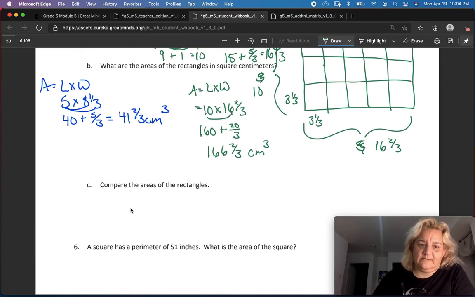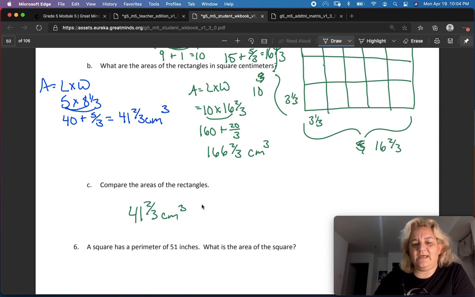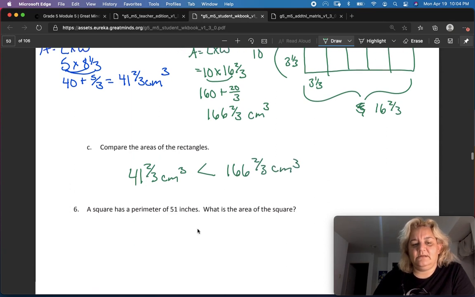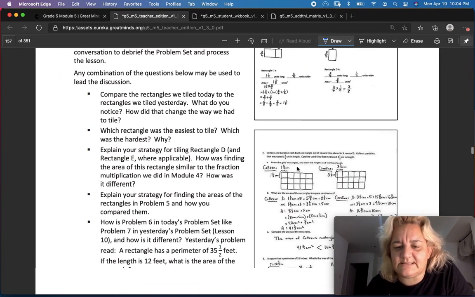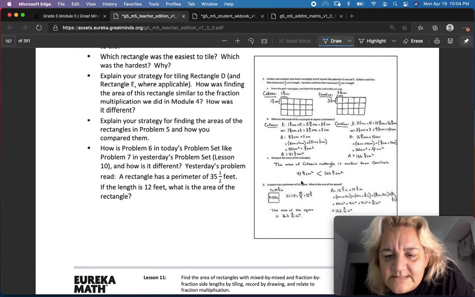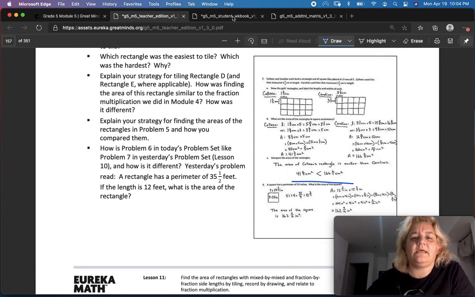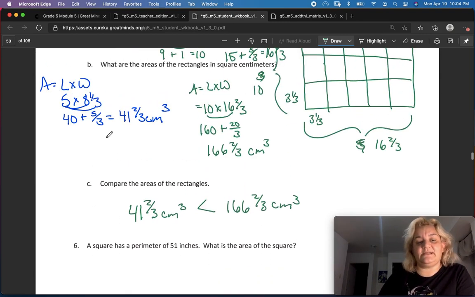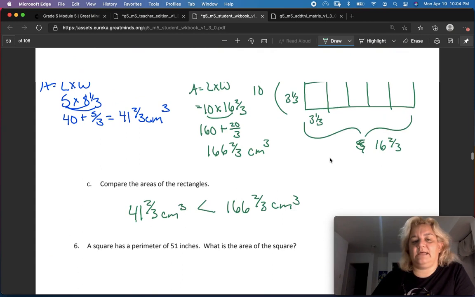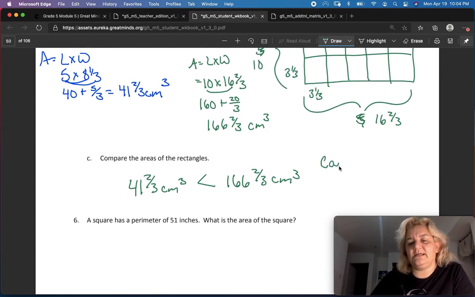Okay, well, 41 and 2/3 centimeters cubed is way smaller than 166 and 2/3 centimeters cubed. Okay. I don't know if they want us to do more than that or not where it says compare. Oh no, that's exactly what they did. Okay. And a square. Okay, so this is number 6. So we're done with Colleen and Caroline. And here we can just write in Caroline's.